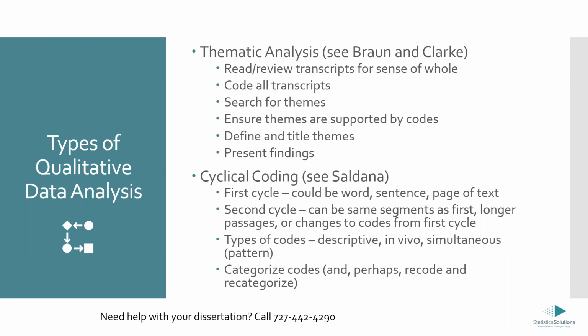So once you've done your first and your second cycle of coding, you start to categorize the codes. This might involve some reshuffling, maybe recoding, maybe recategorizing, to make sure that the codes support the categories. And in this case, we're using the term categories like we did the term theme in thematic analysis, because what I want you to see is how similar all of this is. They're just called different things.